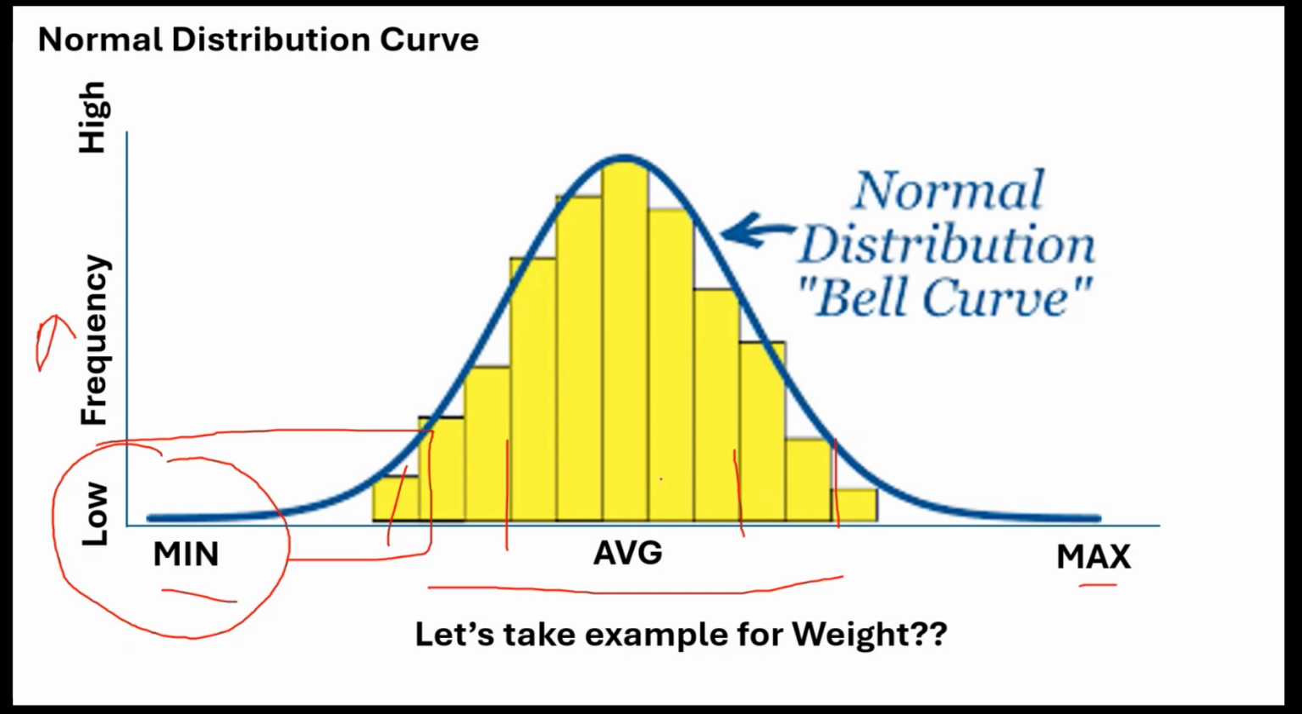Very few people have weights at the extremes, either the minimum or the maximum. So you see the frequency is very low for the min and the max, while most of the people fall in the middle. Okay, so I hope you understand how you relate the bell curve to the real world example for weighing of adults.